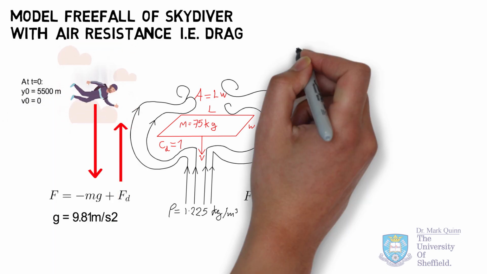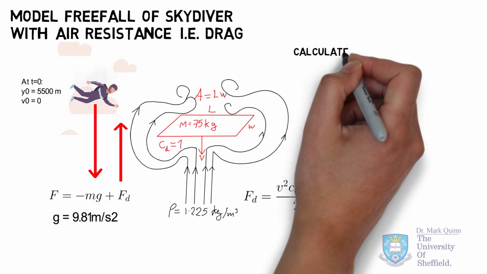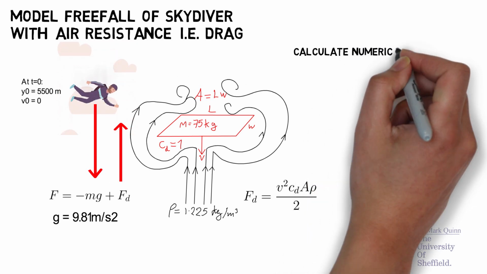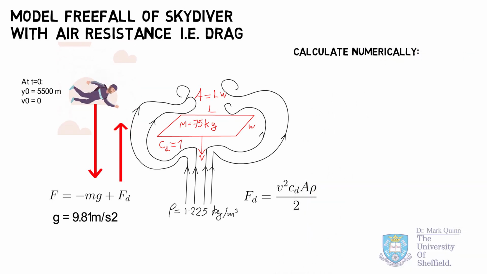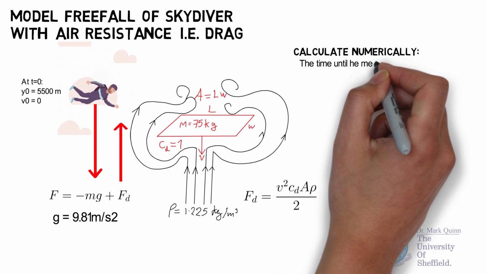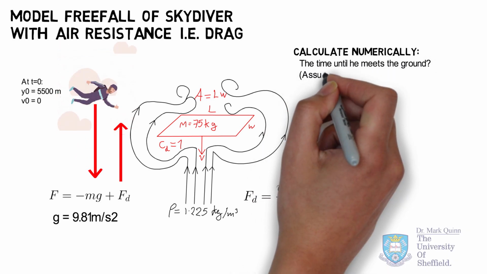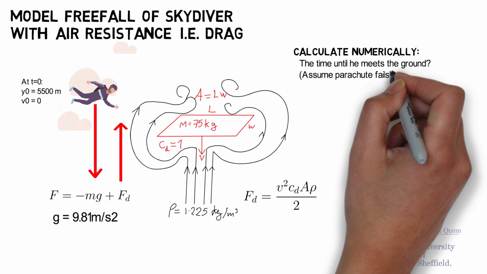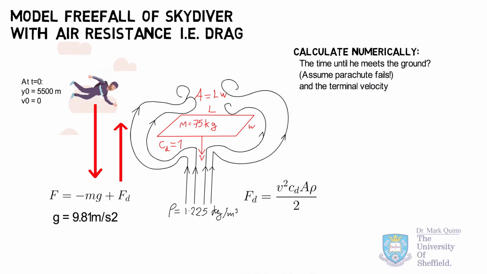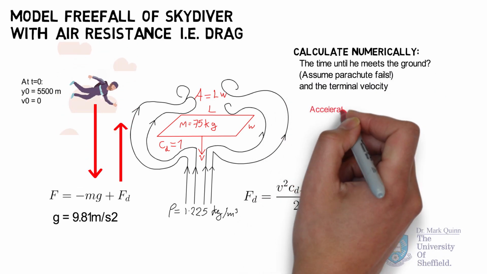So again, we're going to calculate numerically the time it takes until he meets the ground and the terminal velocity. And this will be very interesting to see if it's different at all or if it's significantly different to the previous example where air resistance wasn't included.